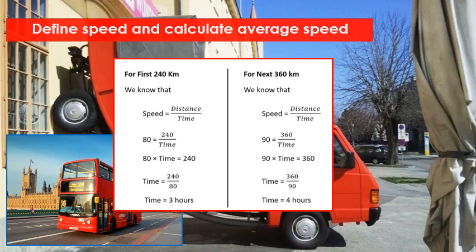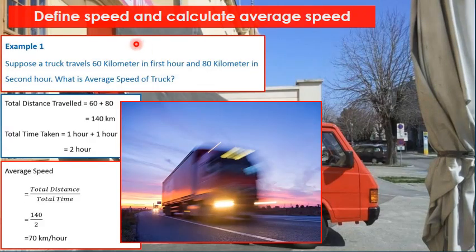Then suppose the truck travels 60 kilometers in the first 1 hour, and then it travels 80 kilometers in the second 1 hour. What is the average speed for the whole journey? What is the average speed of the truck? That's what they are asking.